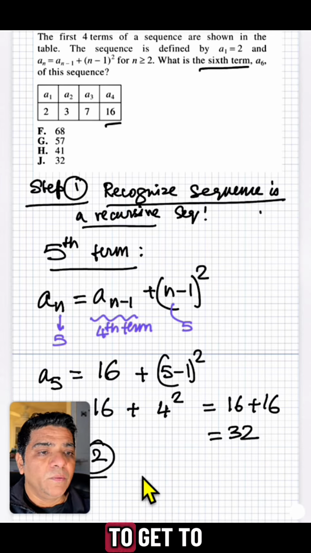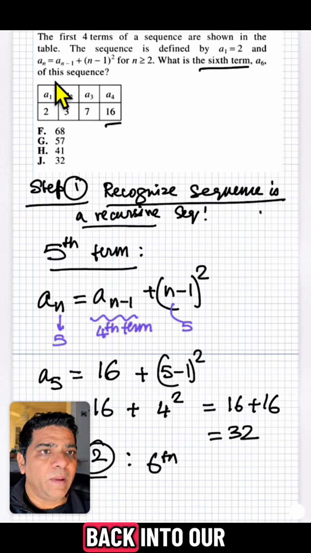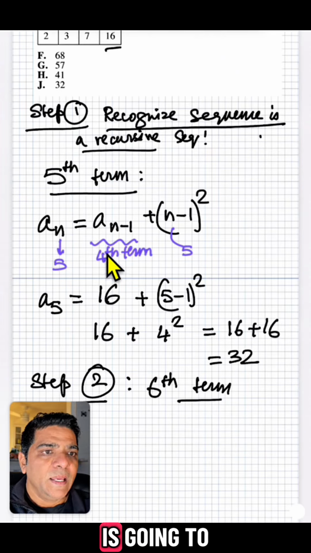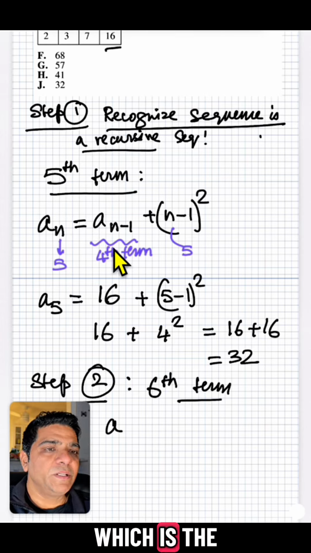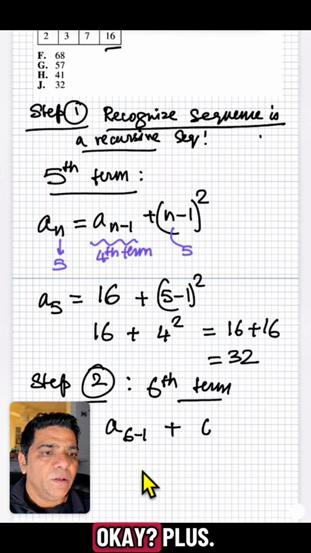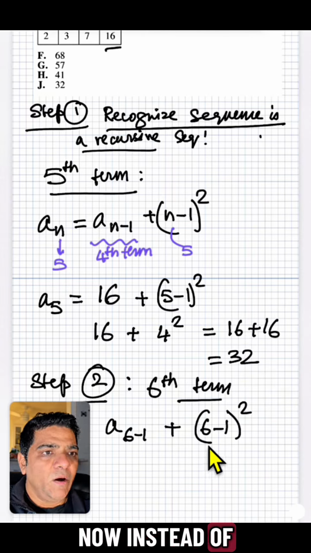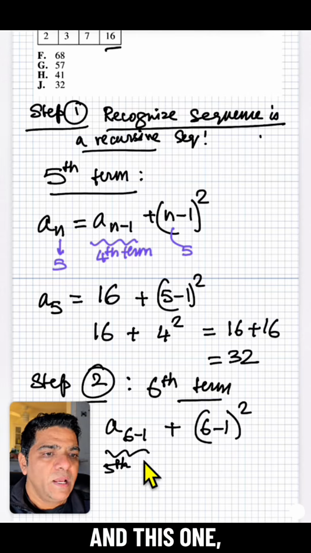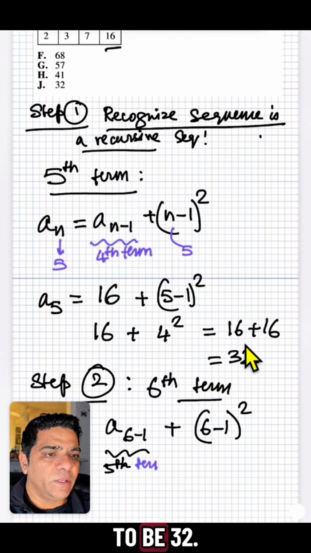So now to get to the sixth term, we can write back into our sequence formula: a sub 6 is equal to the previous term, which is the fifth term, which we just calculated to be 32, plus, instead of this n, it is going to be 6, because that's the sixth term now. 6 minus 1 whole squared.